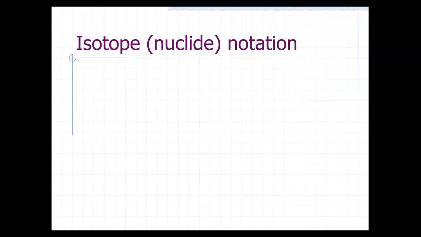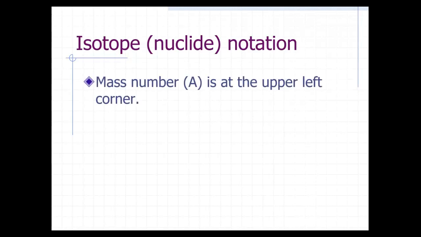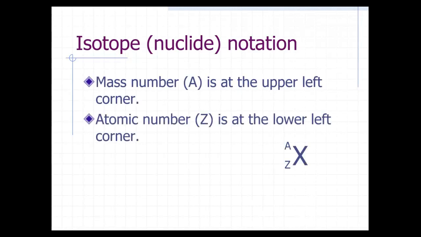Okay, so we're going to talk about what's called isotope notation, or formally known as nuclide notation. It looks like this, in which X is the atomic symbol of the element. So for example, if we were talking about carbon, X would be a C. If we were talking about fluorine, X would be an F. If we were talking about gold, X would be Au.